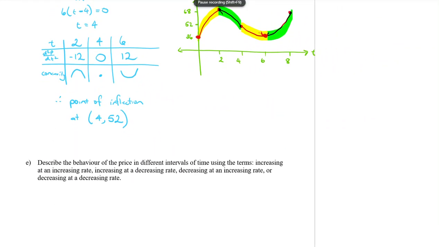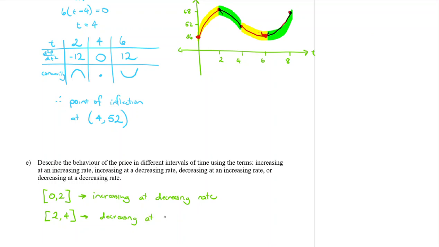So let's start with, and I'm using square brackets because we are at these values. So from 0 to 2, that is a positive gradient and it is getting shallower. So it is increasing at a decreasing rate. The second section is from 2 to 4. We now have a negative gradient, so we're decreasing. And it's getting steeper, so at an increasing rate.